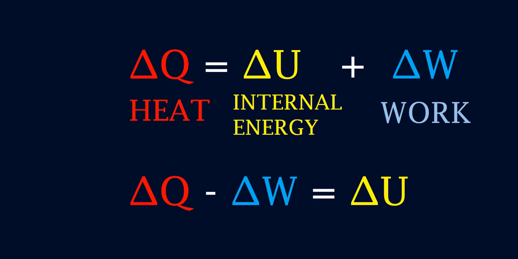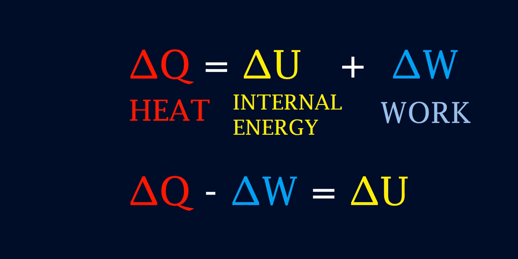Now let's look at it another way. Delta Q minus delta W is equal to delta U. This equation tells us that the change in the internal energy, delta U, depends only on the initial and the final states of the system, not on how it got there.